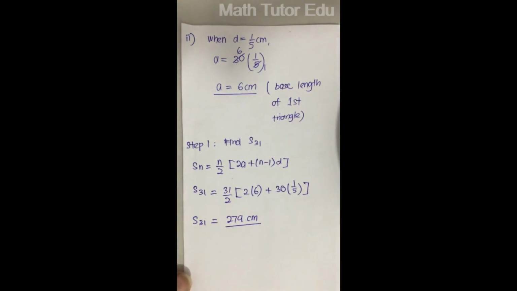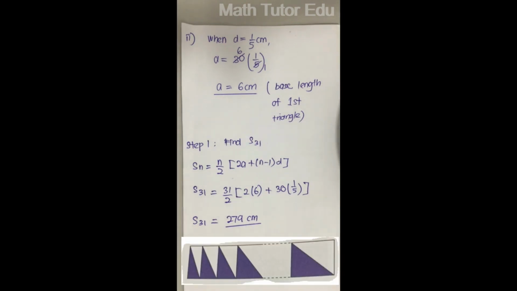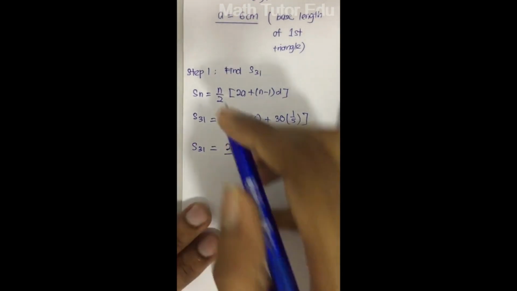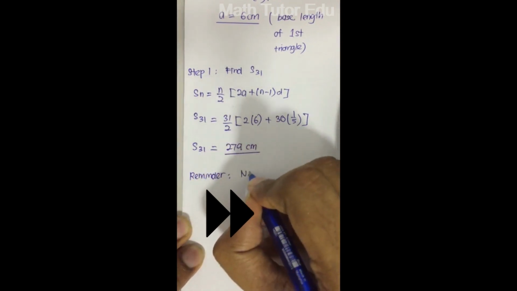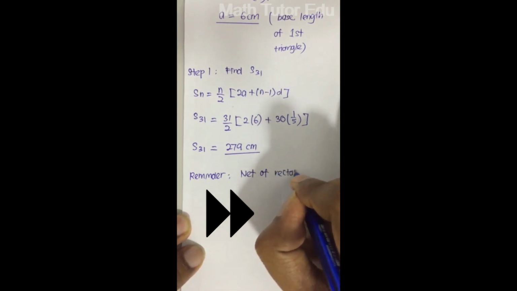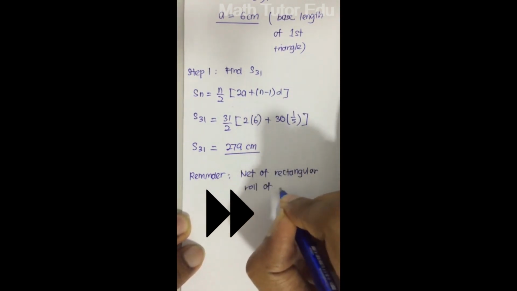So we have done our step 1. Let me remind you again, guys, this is actually a net of a rectangular roll of paper. Within the net of the rectangular roll of paper, they are forming the purple colored right angle triangles. So let me just write a reminder: net of rectangular roll of paper.